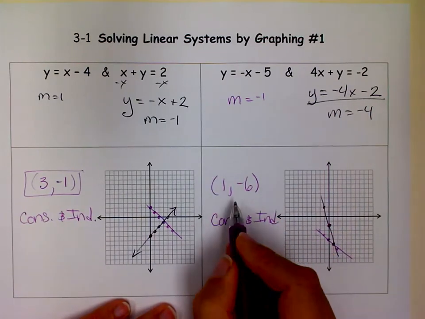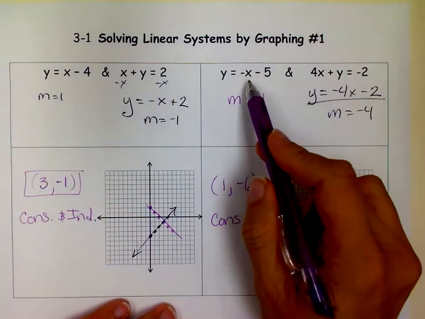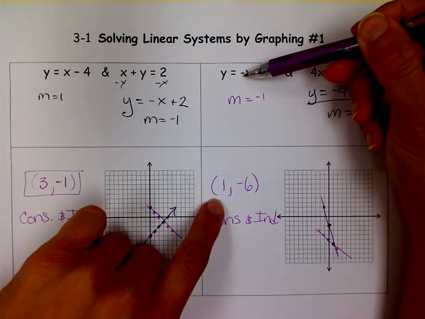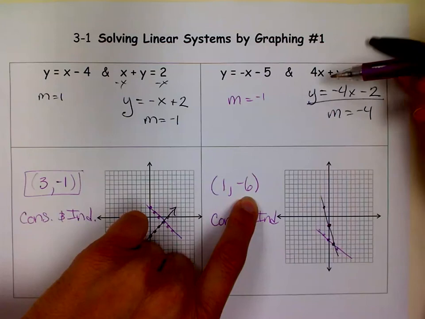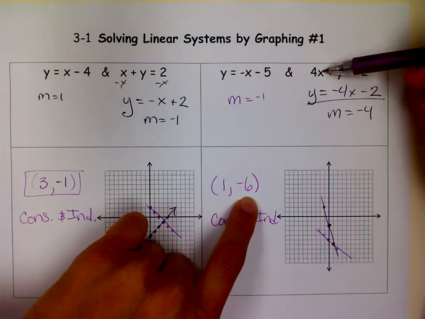And if I wanted to be 100% sure that I'm right, I can plug those back in. A negative 1 minus 5 is negative 6, so that one worked. And over here, 4 times 1 is 4, plus a negative 6. Negative 6 plus 4 is negative 2.